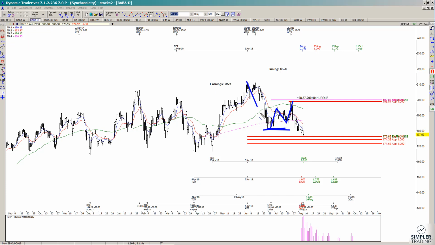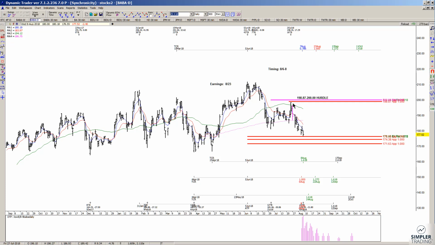I did put these hurdles out to my subscribers as far as, we had a 618 retracement of one swing, we had a 1618 extension of this high to low, and then we also had 100% of this prior swing up, and that we needed to clear this if the rally in BABA was going to continue. And instead of clearing it, we failed miserably.